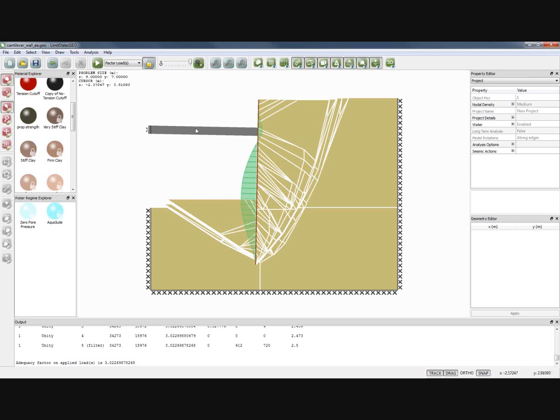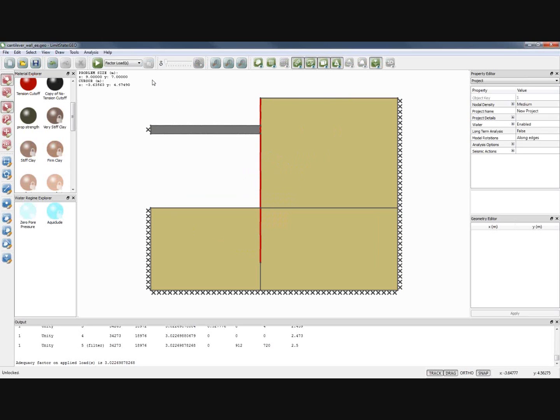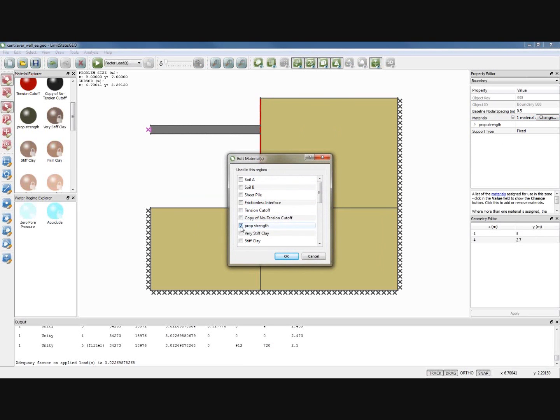But of course, in many cases, the prop load or prop strength, props are going to show a sort of brittle response, peak response, which then might go down. So you do, again, need to be careful about how that is specified. I'll just revert that change and remove that material.